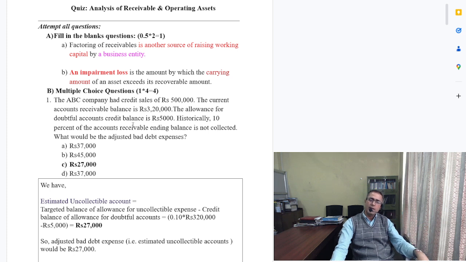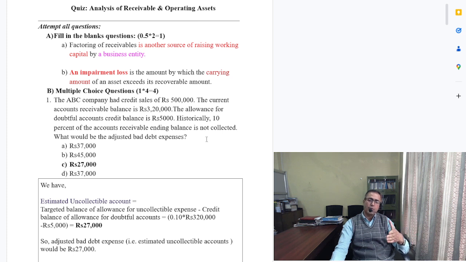Now let's move to the multiple choice questions. I have already solved these questions, and I believe you can follow this way to solve the questions. At first, read the question carefully. This is about ABC company, which had credit sales of 5 lakh, and the current account receivable balance is 3,20,000. The allowance for doubtful accounts has a credit balance of 5,000, and historically 10% of the account receivable ending balance is not collected. That is the case of uncollectible accounts.